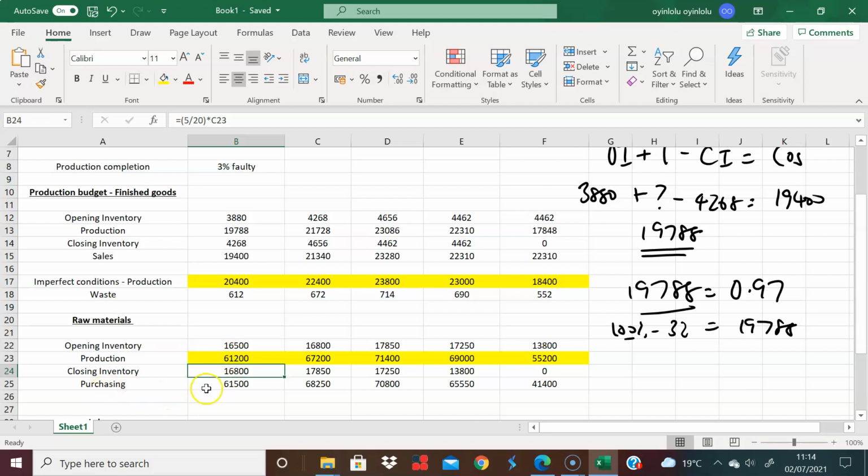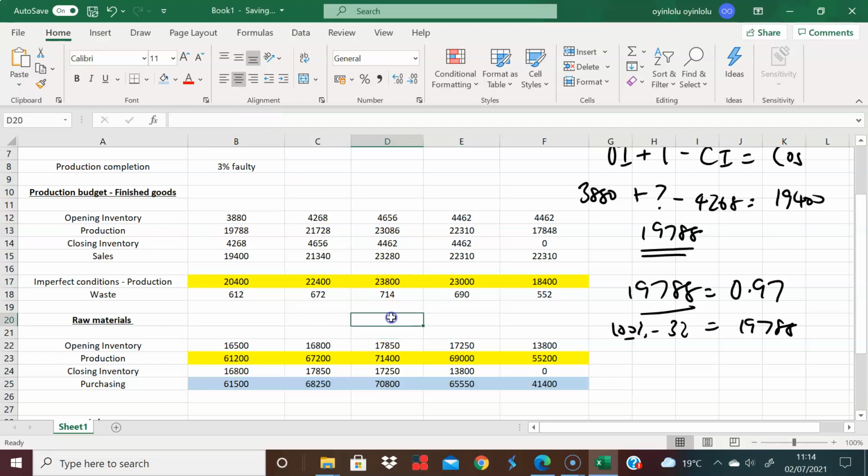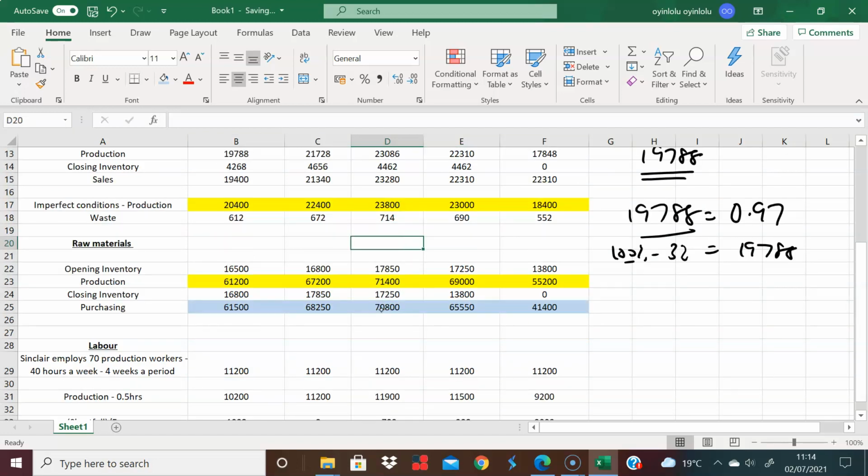So the question is, in terms of purchasing, I'll just put that in a different color. How do we figure that out? We need to go out there and buy some raw materials. If you have an opening inventory of 16,500 already in house, and you need to produce 61,200, if you like, you need that amount of liters to make this production. Well, you're going to go out there first of all, technically, and just buy the difference, right? Because this is what you really need to make this production. So you go out there and buy the difference, and we could do it that way.